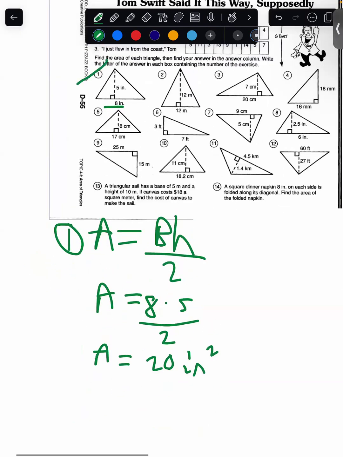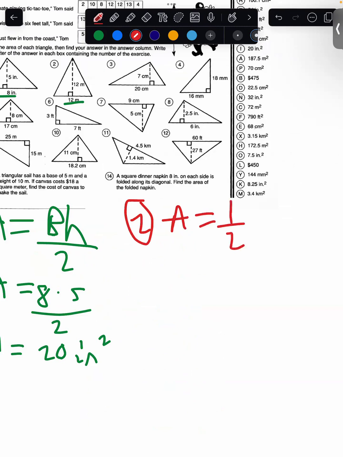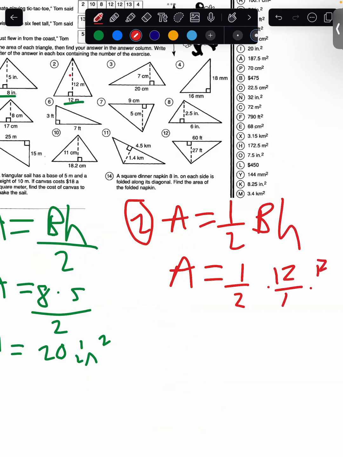Okay, number two, we have a clear base again, right? This is the base. Remember, the base does not necessarily mean the bottom. So on this one, I'm going to show it this way because you could have base times height divided by 2, or you could have 1/2 base times height. So here, 1/2 times 12, I'm going to put it over 1, and then times the height, which is also 12. So we could go ahead and cancel it out like that. 1, 6. So 6 times 12 is 72 square meters.